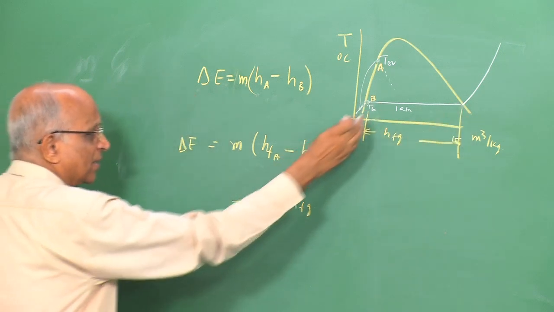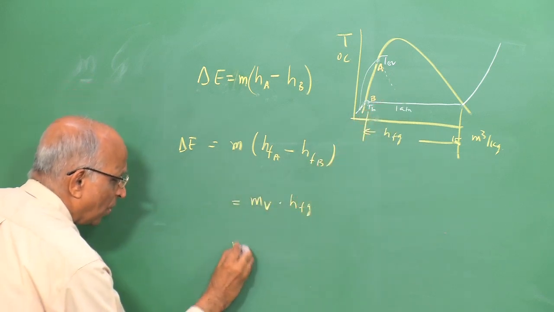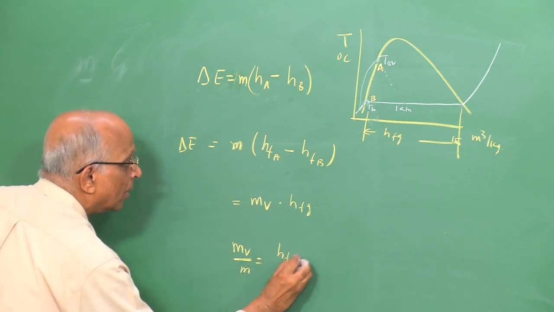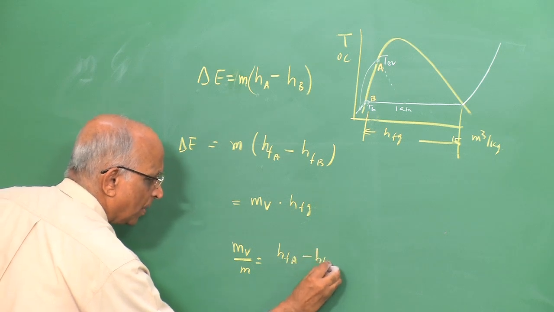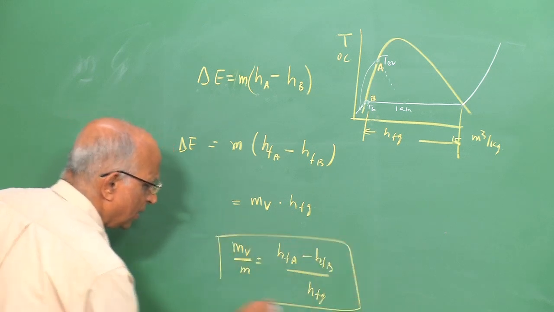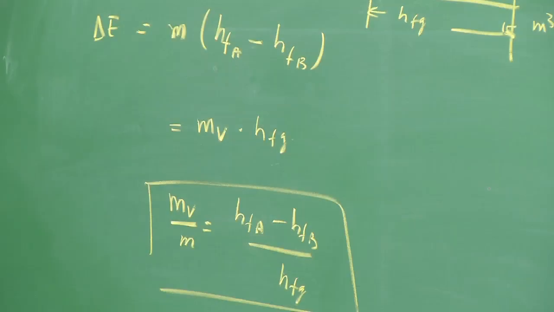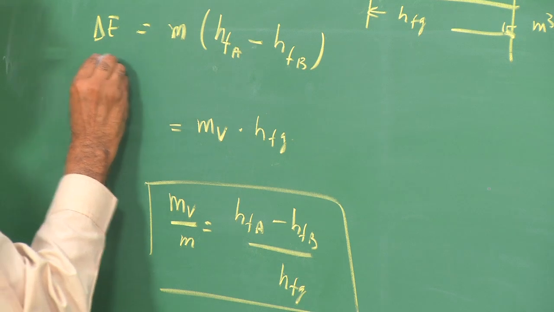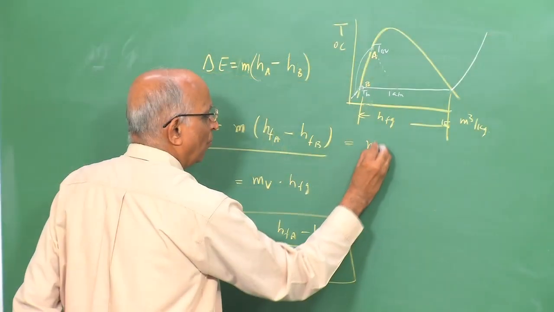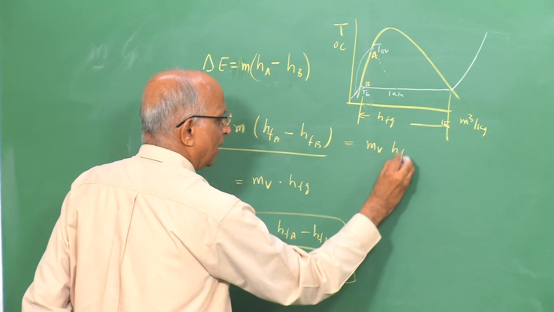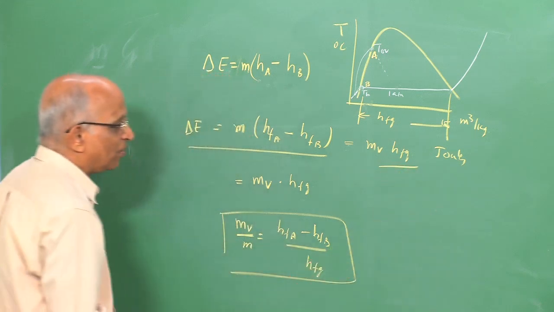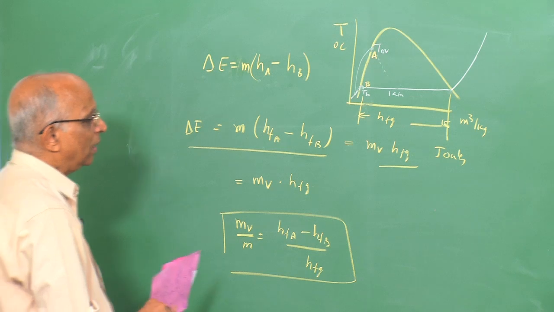Therefore, I get this corresponds to the latent heat, and therefore mv divided by m is equal to HFA minus HFB divided by HFG. This is in terms of the enthalpies. Therefore, I find this is the mass of water, and what is the energy locked in? The energy locked in is this amount, which is also equal to the mass of water evaporated times HFG, so much joules.